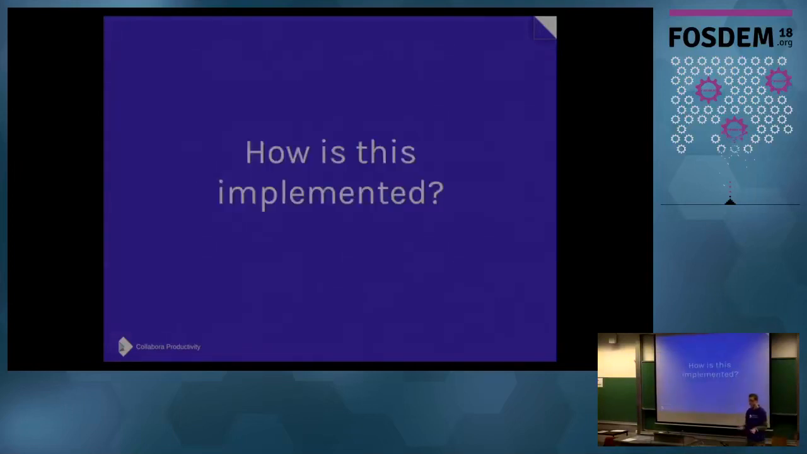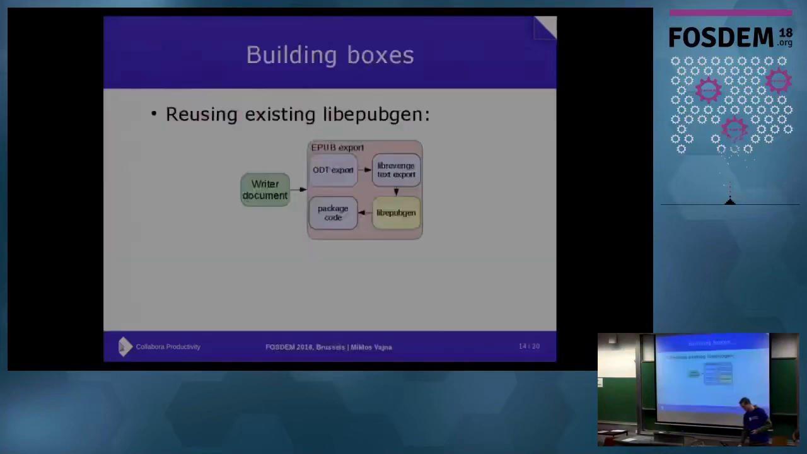So far, this is what you get as a user, and for the remaining time, I will talk about how this is developed. So the basic architecture is like this. We have the Writer document model, and then the EPUB exporter works with that document model and writes out an EPUB file.